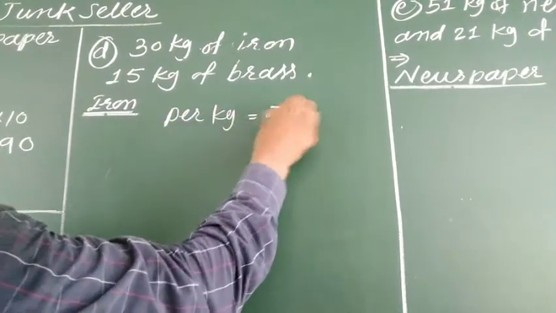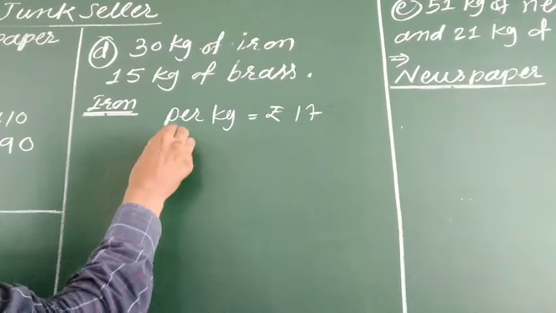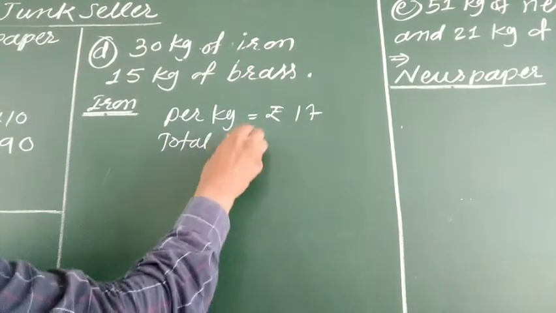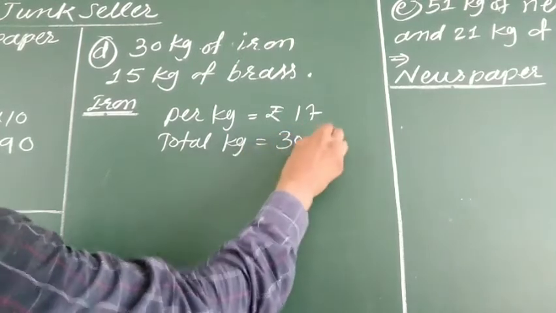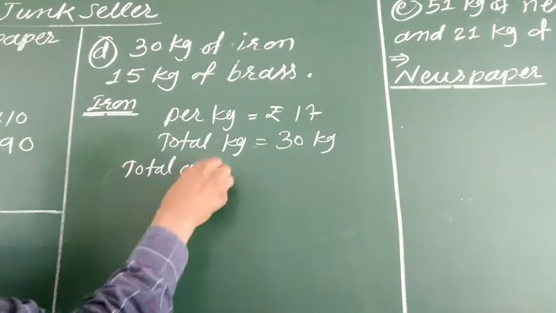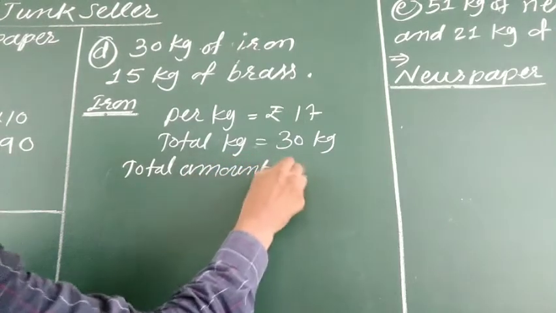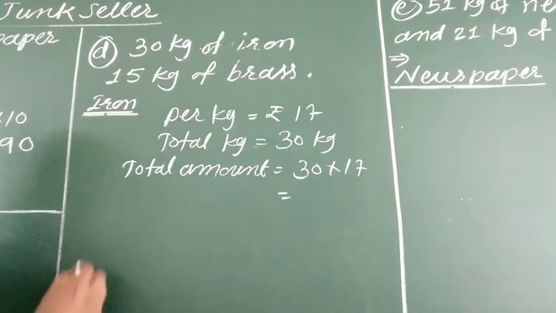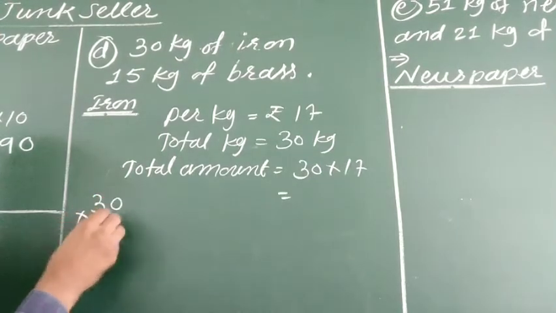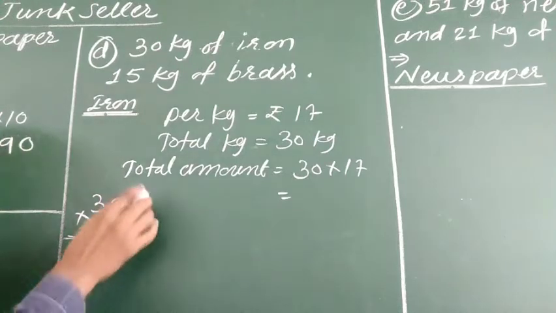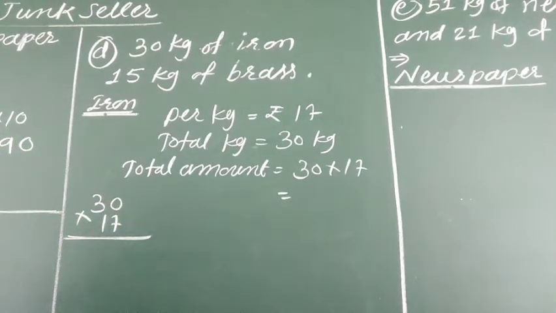Iron is rupees 17 per kg and total weight, how much is it? Total kg is equal to 30 kg. Now total amount is equal to 30 into 17. Let's do 30 into 17, son.